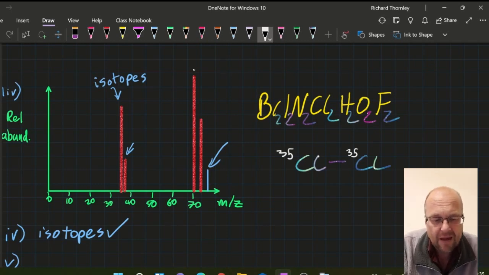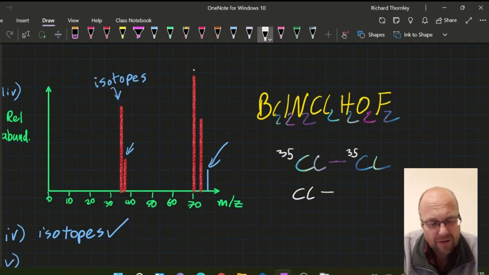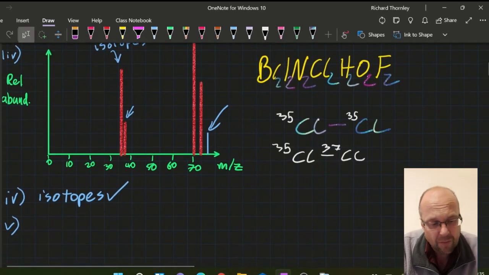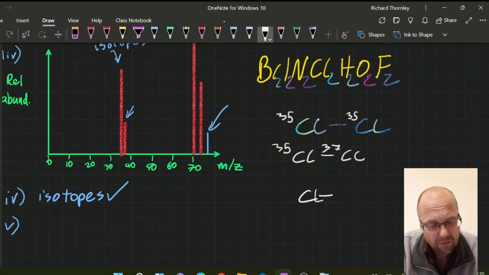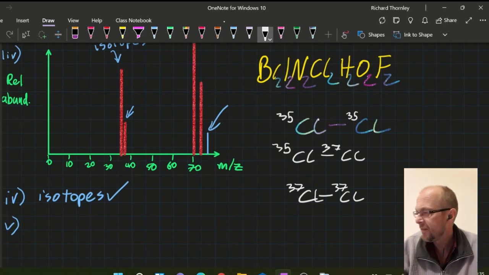To get the peak at the next one along must be the chlorine 35, 37, which is the peak at 72. And the peak at 74 that we're after is chlorine 37, 37. So that's one point, identify the peak.